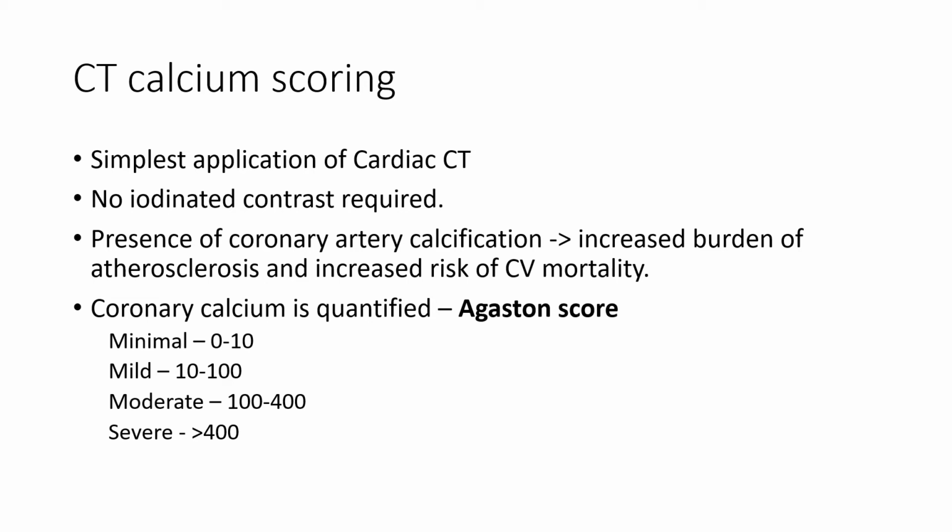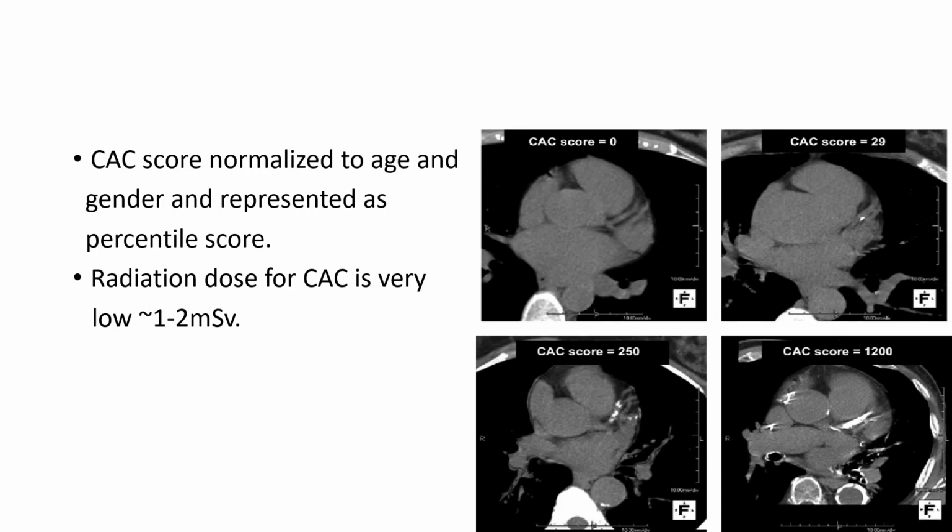The scoring is usually quantified using the Agatston score, where 0 to 10 is minimal, mild is between 10 to 100, moderate is 100 to 400, and severe is greater than 400. This calcium score is then normalized to age and gender and represented as a percentile score.